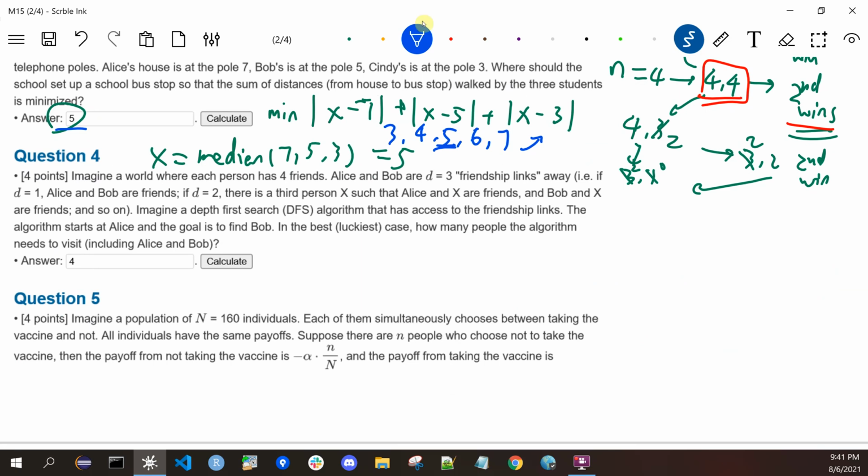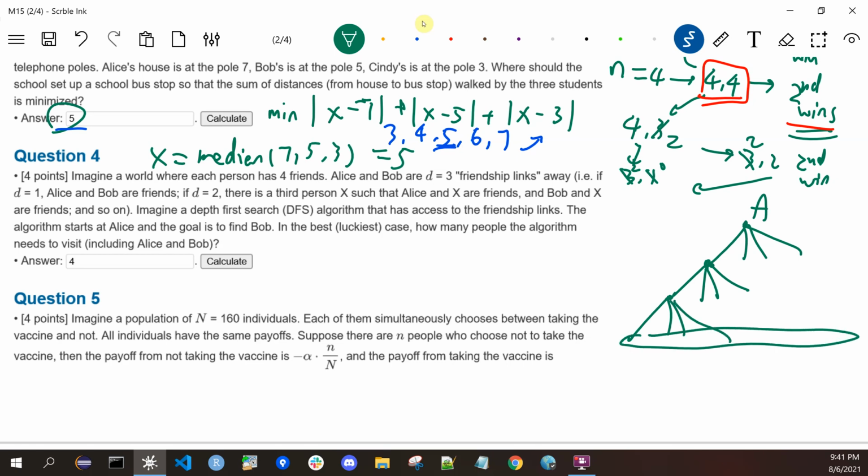Okay, so next question is the search question. So we have person A, Alice, who has 4 friends, and each of her friends has 4 friends, and each of those friends has 4 friends, and one of these people, so we have basically a large tree here, one of these people is B, Bob.